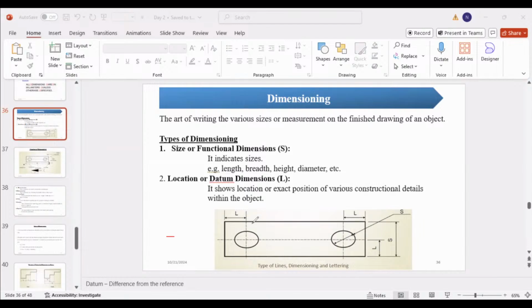So in here you can see that these two lines are datum lines.